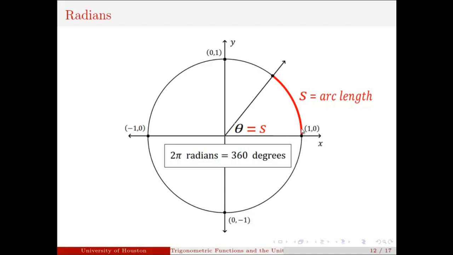Since the total circumference of the unit circle is 2 pi, we see that 2 pi radians equals 360 degrees. If we divide both sides by 2 pi, we see that 1 radian equals 180 over pi degrees.